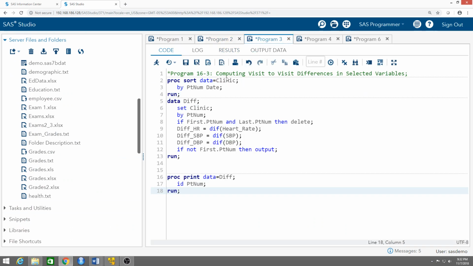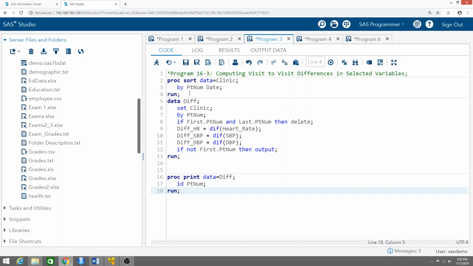Basically, in this program, we want to compute the difference in heart rate, or the change in heart rate and blood pressure levels, from one visit to the next for each of the patients that had multiple visits. Because if the patient had only one visit, then there's no change to compute, right?